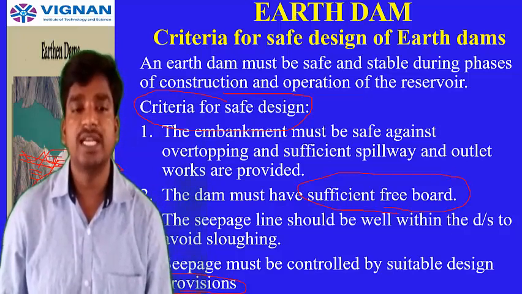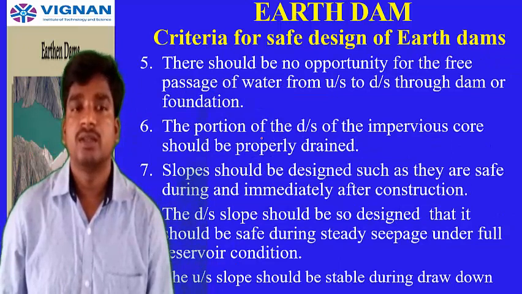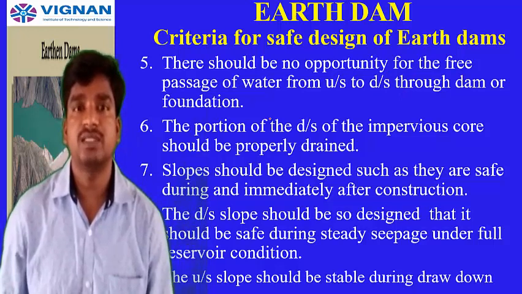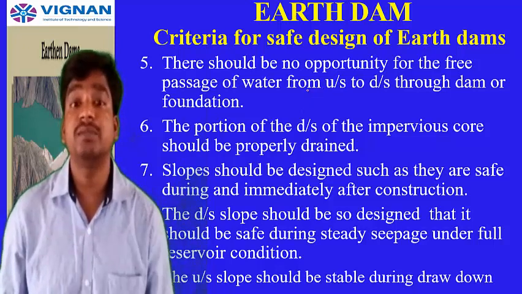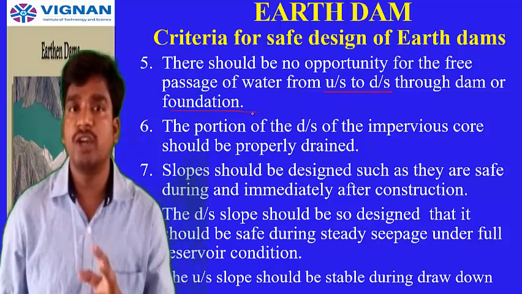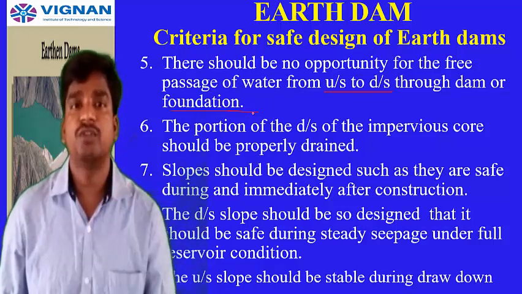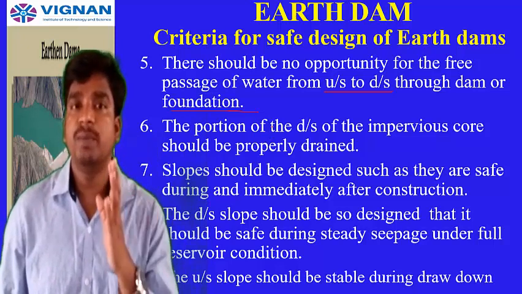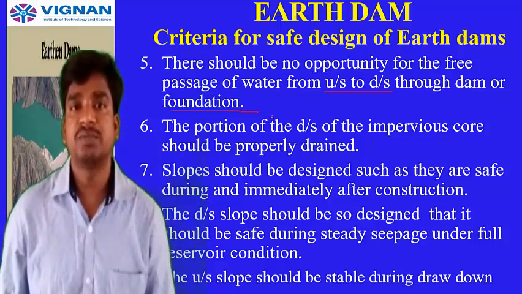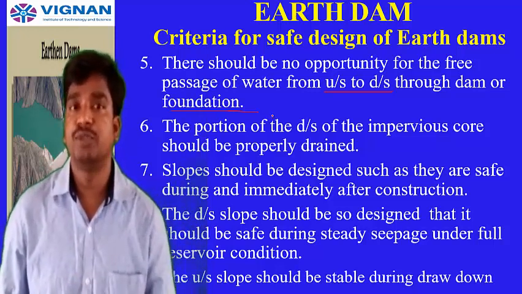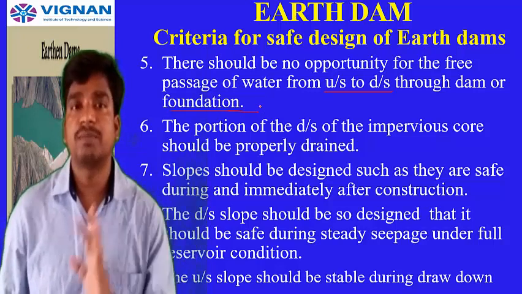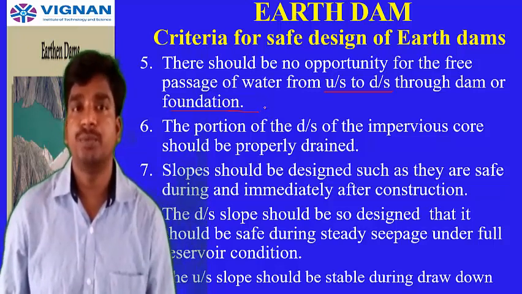Okay. Now moving on to the next point. There should be no opportunity for the free passage of water. Means no way should be given for the free passage of water from upstream side to downstream side. Either it may be through the body of the dam or it may be through the foundation of the dam. At no way the water should be going from upstream side to downstream side until and unless a specific outlet is created. That is what our aim should be in the design of earth dam. In no case water should be flowing from upstream side to downstream side. That is the important point to be noted.